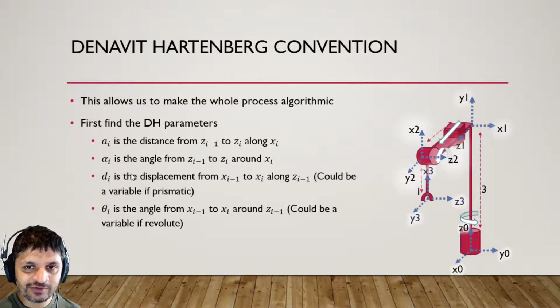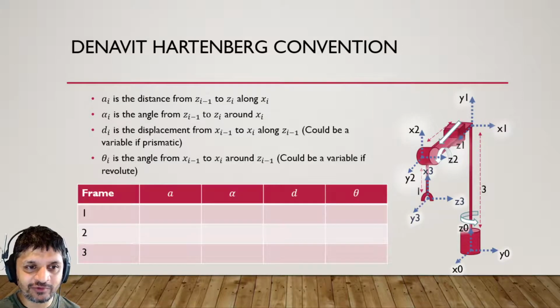So what I do is I make a table so I can get the DH parameters for every reference frame. So for reference frame 1, I have an error in the slide there because that shouldn't be minus 90, it should be 90. I'm just going to pause and fix that.